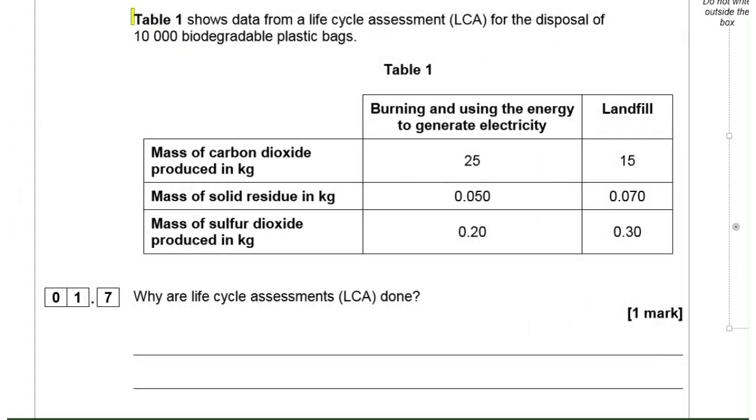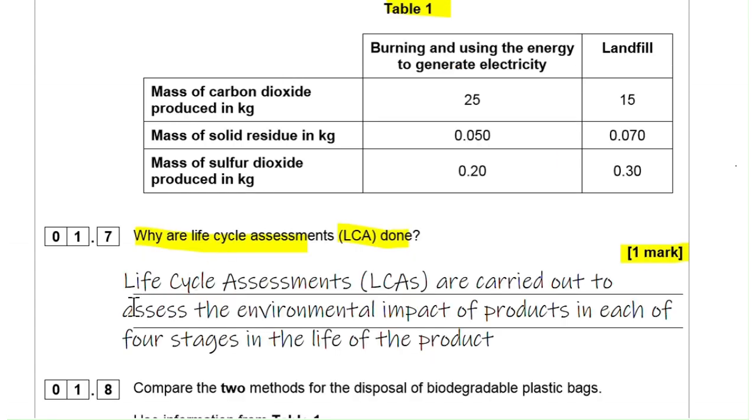Over the page, Table 1 shows data from a life cycle assessment, LCA, for the disposal of 10,000 biodegradable plastic bags. We'll come back to this table. Question 1.7. Why are life cycle assessments, LCAs, done? For 1 mark. Now this is a recall, and it's simple really, you've just got to remember it. Life cycle assessments are carried out to assess the environmental impact of products in each of the 4 stages in the life of the product.